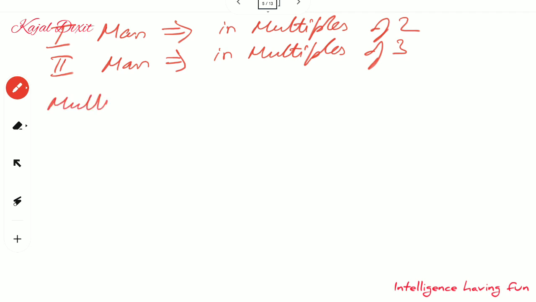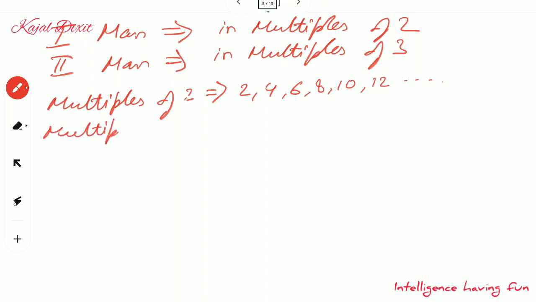So multiples of 2 are 2, 4, 6, 8, 10, 12, and so on. And multiples of 3 are 3, 6, 9, 12, 15, 18, 21, and so on.